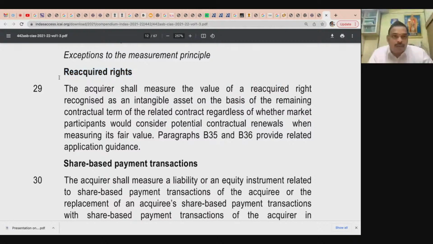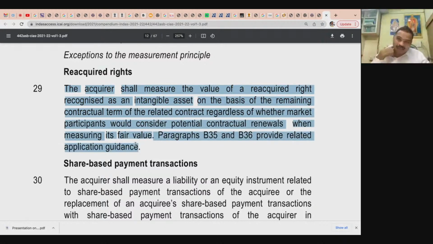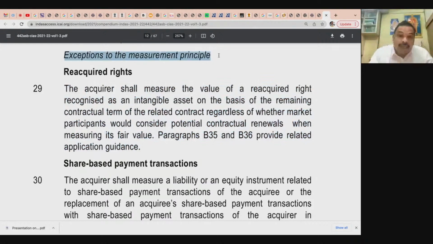So therefore, reacquired rights. The acquirer shall measure the value of the reacquired rights recognized as an intangible asset on the basis of the remaining contractual terms. So if it has already been measured and the remainder amount is there, that will be the value. I need not measure it because it has already been measured. Very interesting, guys.